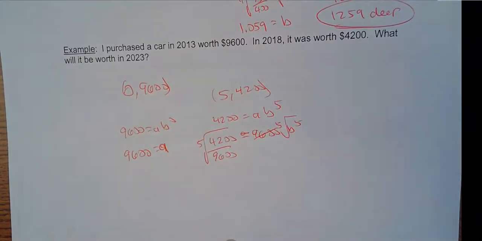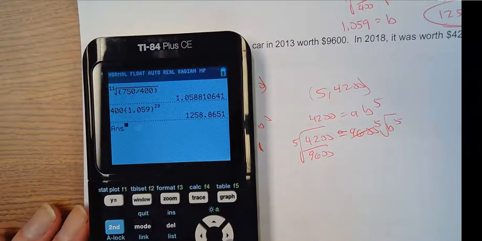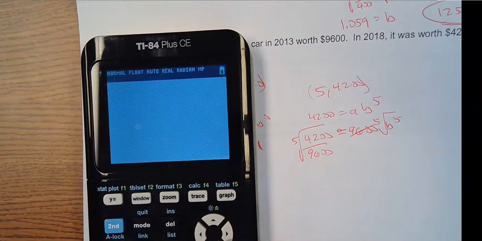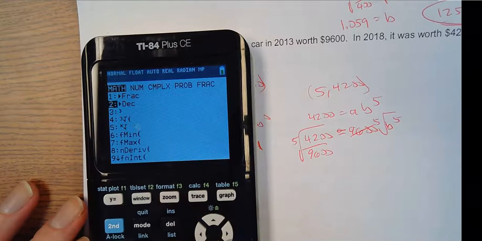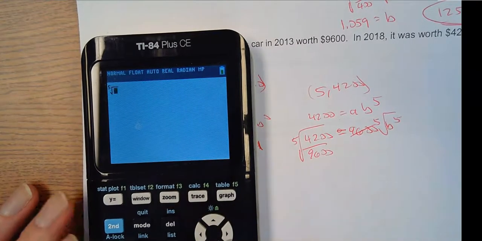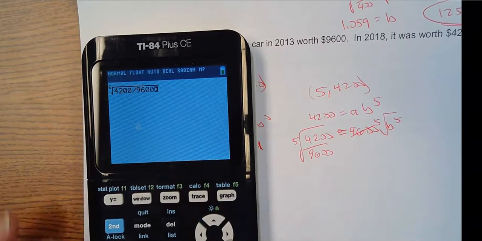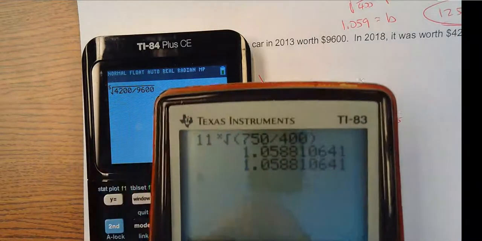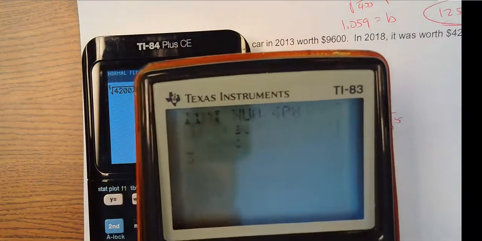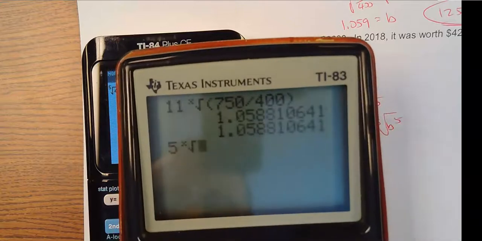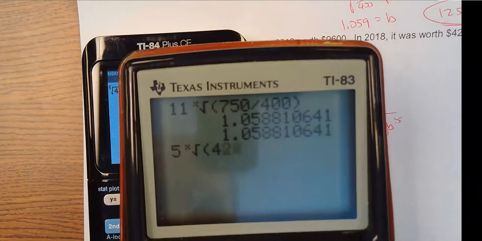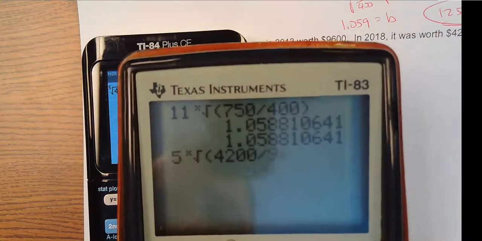So in my calculator, let's type it all at once here. Save some time. So if you have an old calculator, push 5, and then go down here. It automatically fills in for me. The 5th root of 4,200 divided by 9,600. If you have an old calculator, put that in parentheses. So the 5th root, and then make sure this is in parentheses, 4,200 divided by 9,600.